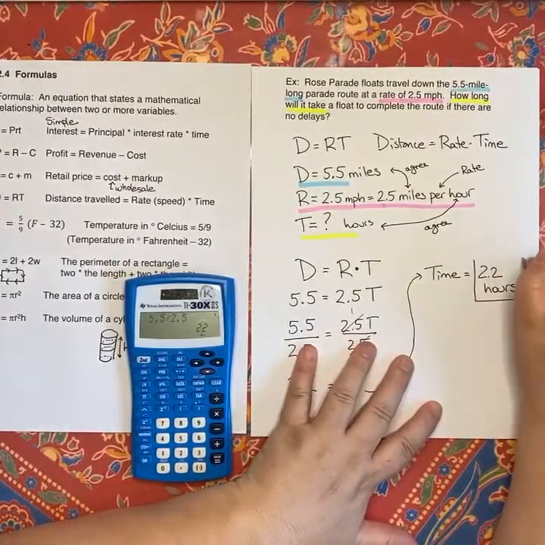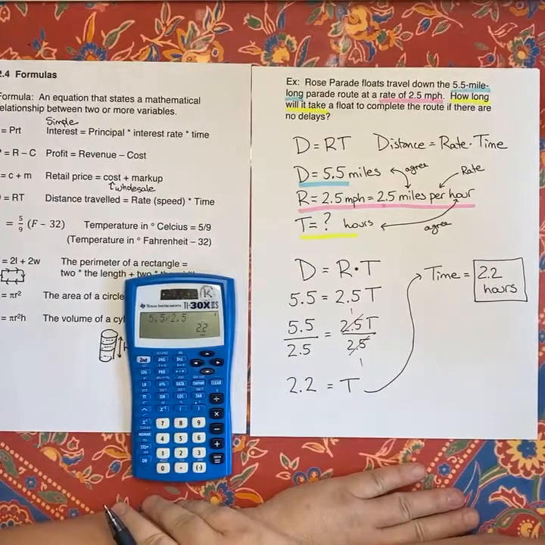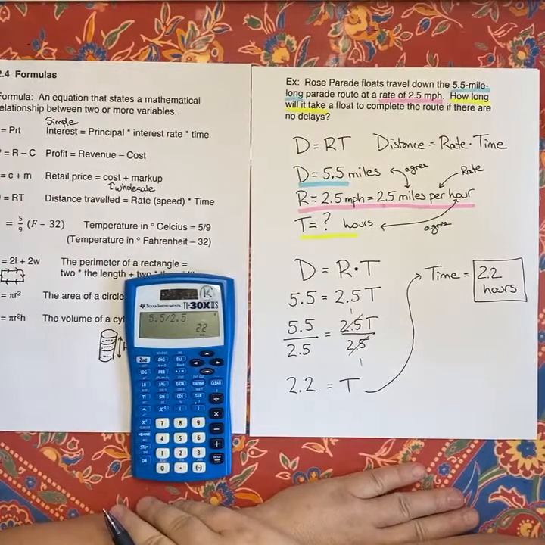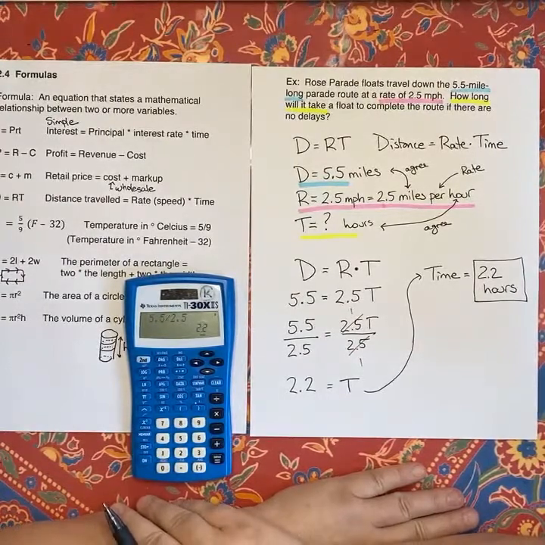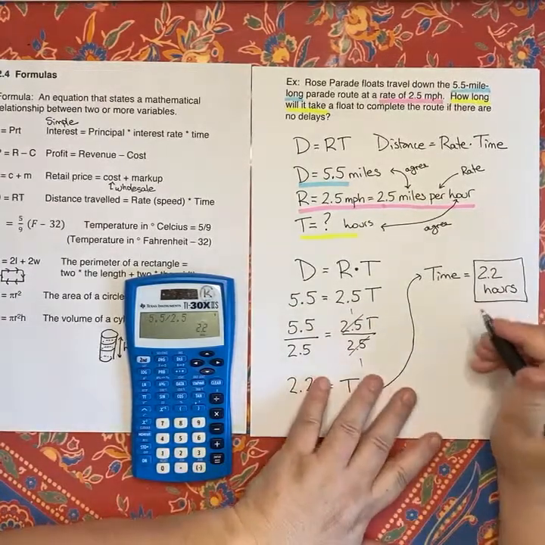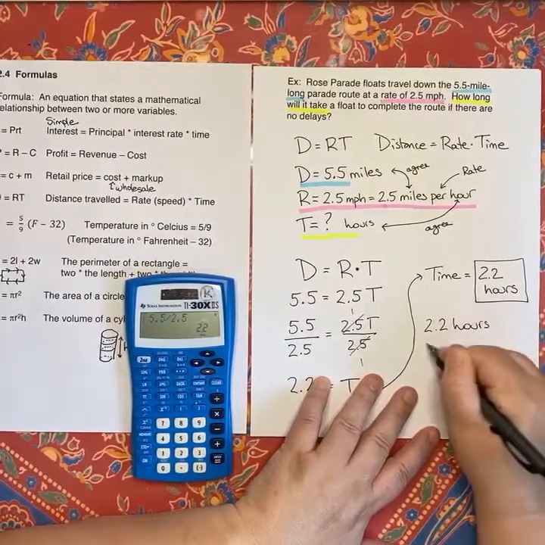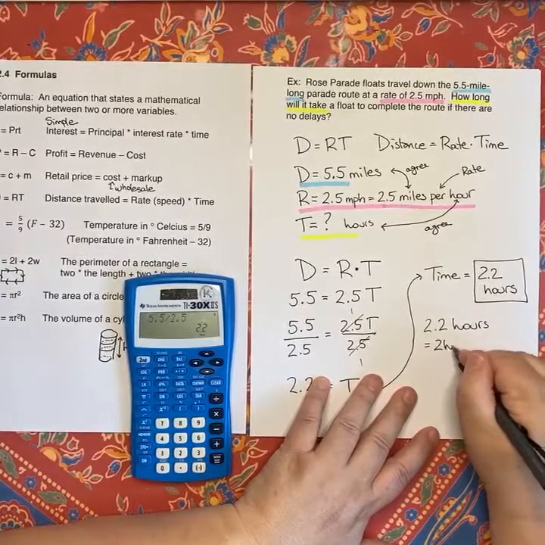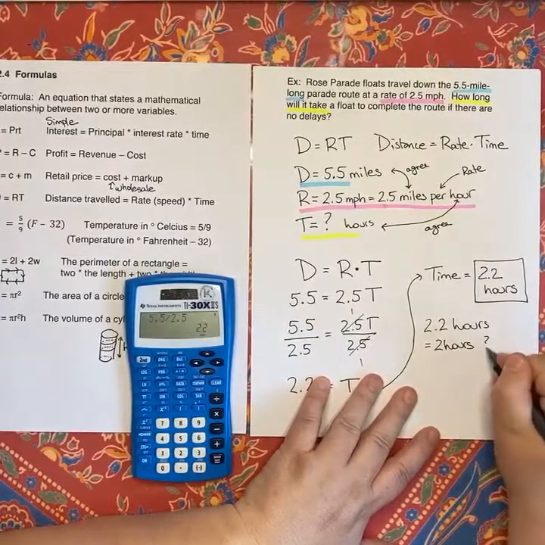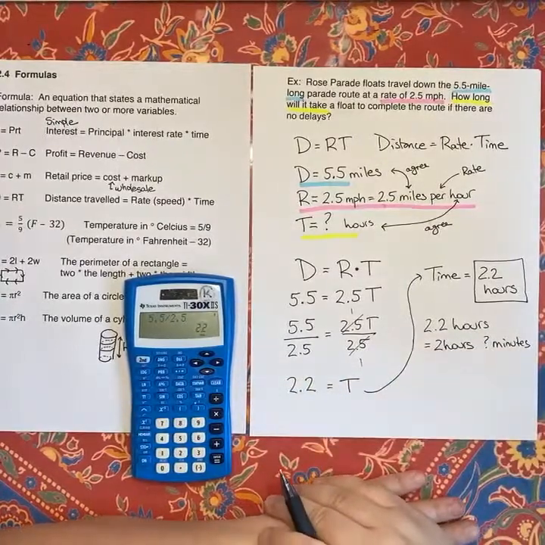Now, here's the thing. Depending on who you are and what you do for a living, 2.2 hours might be perfectly reasonable, or it might be really weird. Like a lot of the humans I know would be like, what's 2.2 hours? So this is 2.2 hours equals 2 hours and so many minutes. We don't know. So how do you convert to minutes?